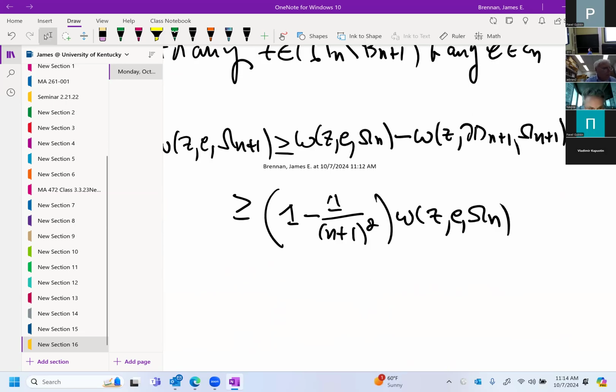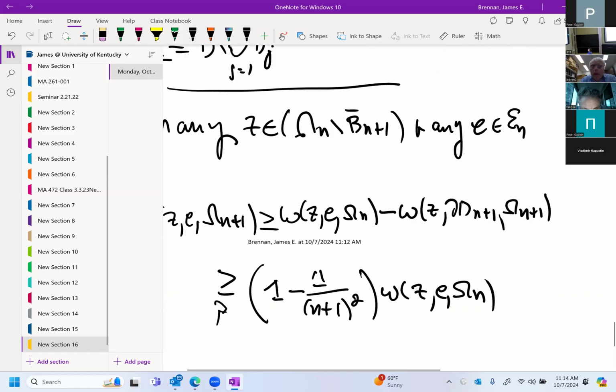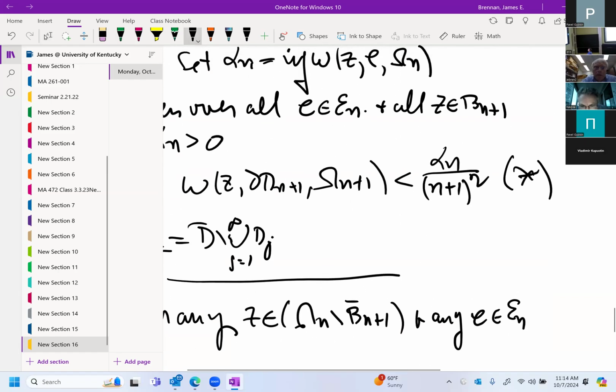Jim, I'm sorry. Could you explain the last inequality? This one here? Yes. Why is it so? Yes. Oh, because of this estimate here on this piece that I'm subtracting.